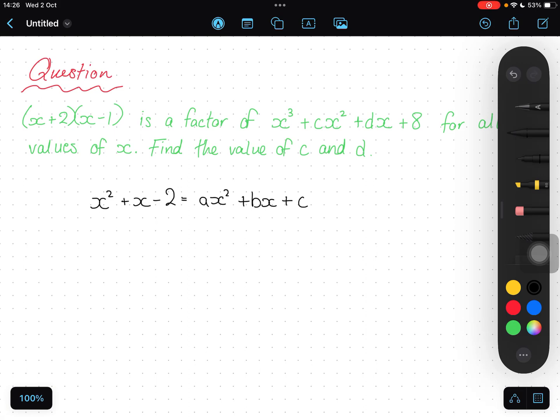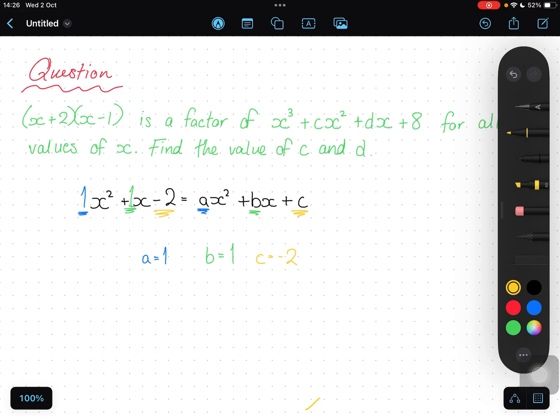Okay, if I was given something like this and asked what A, B and C are, I can clearly compare the coefficients from what was in front of the x squared to see what A is, what was in front of the x, so my coefficient on the x is what B is, and my C is the constant at the end, so A minus 2.